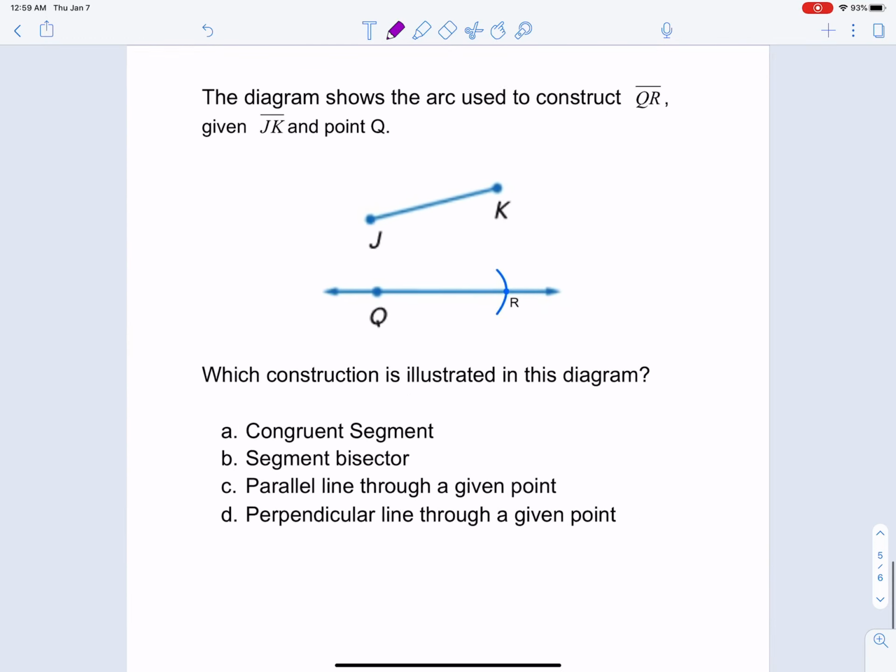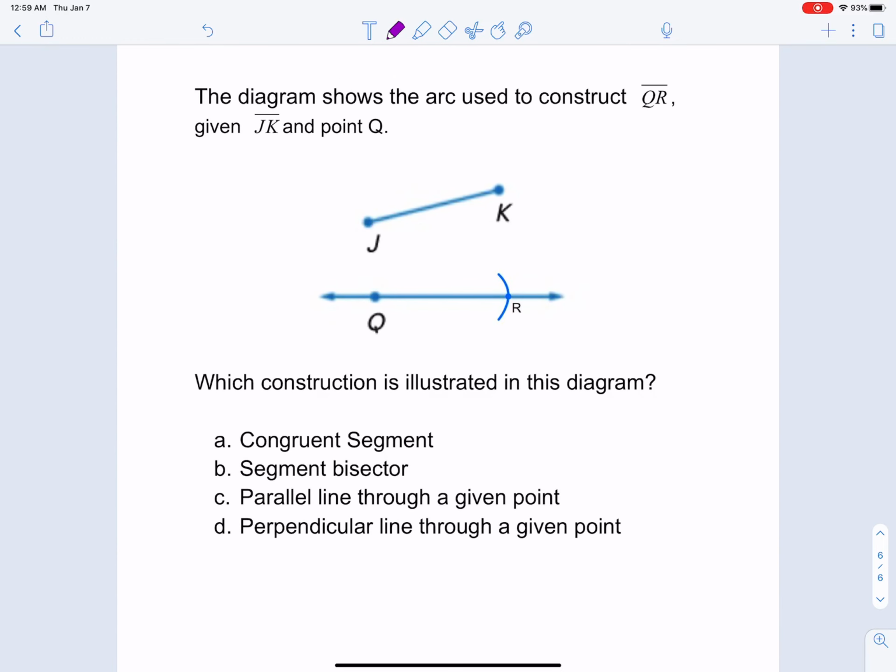All right, so the diagram shows the arc used to construct QR. So we made QR, given JK and Q. Which construction is illustrated in the diagram? Congruent segments, segment bisector, parallel lines, perpendicular lines. Which answer choice represents the best answer? Very good. Congruent segments.